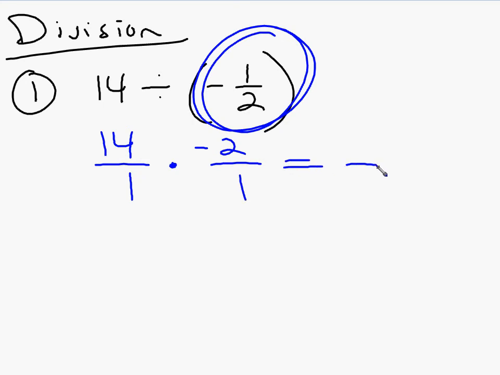Is there any factoring that I can do? There's no factoring I can do because both of my denominators are 1, so my answer is just negative 28 over 1, which is negative 28. That problem's pretty easy. Okay.